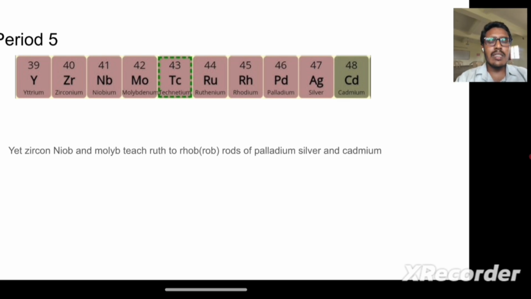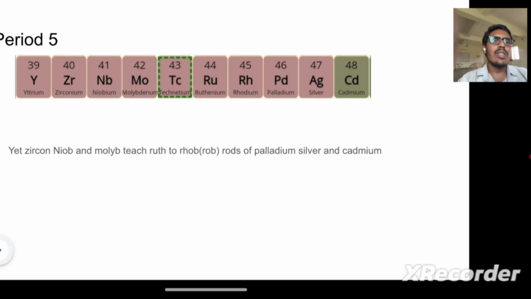To remember these, this is how the mnemonic runs. Yet zircon, niob and molly teach Ruth. Ruth is the name of a person. Teach Ruth to rob. Instead of rob, you remember the wrong spelling, RHOB, so that you can remember it's rhodium. Yet zircon, niob and molly teach Ruth to rob the rods of palladium, silver and cadmium. This is the mnemonic for period 5.